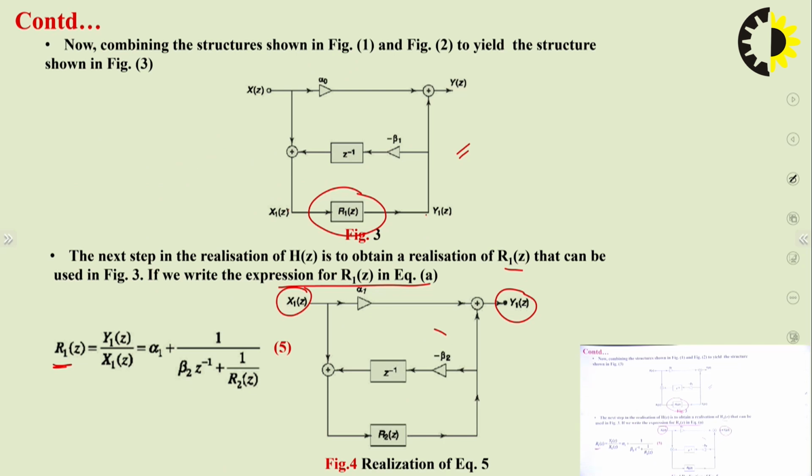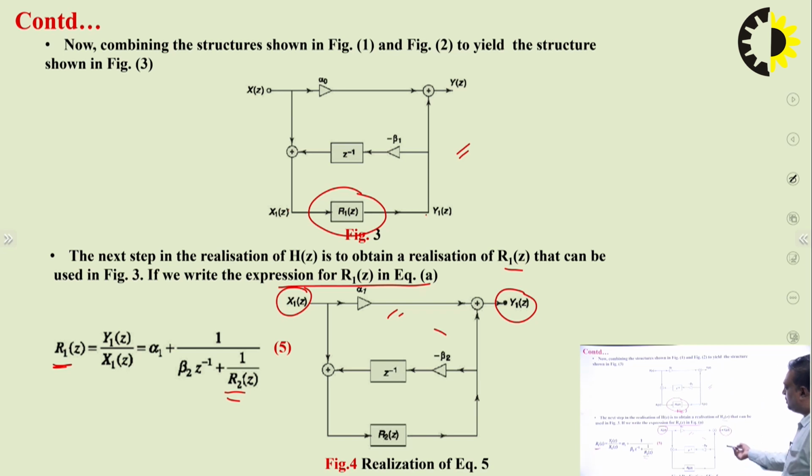So r1(z) will be equal to y1(z) upon x1(z), and it can be written as alpha 1 plus 1 upon beta 2 z to the power minus 1 plus r2(z). So now again we are splitting this r1(z) term in terms of something into r2(z). So we have this alpha 1 term, we have this beta 2 term with negative sign, and r2(z).